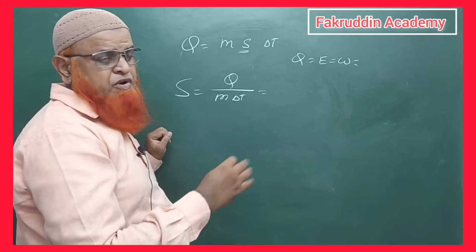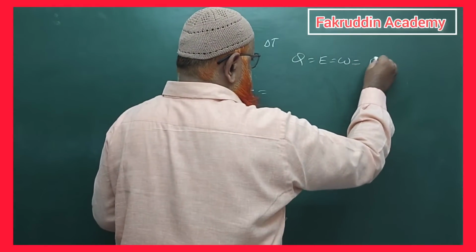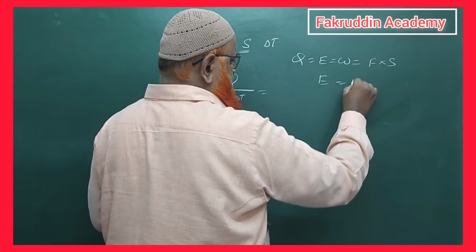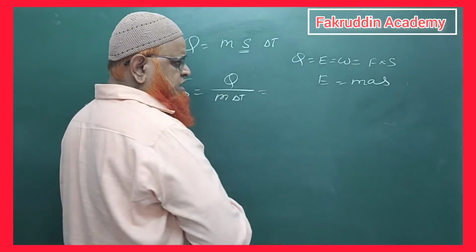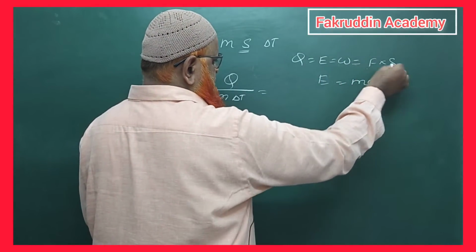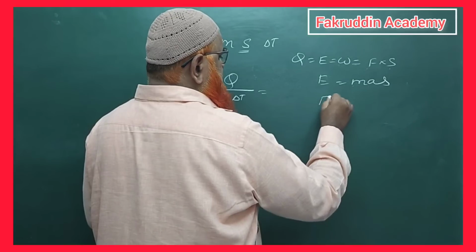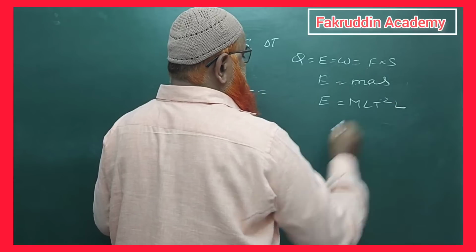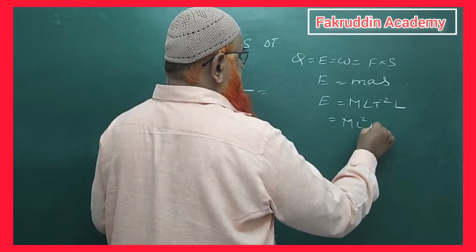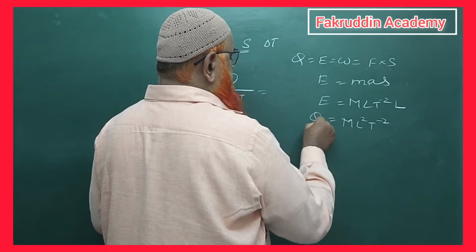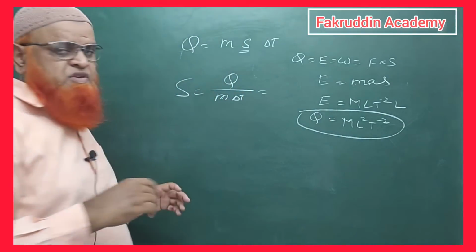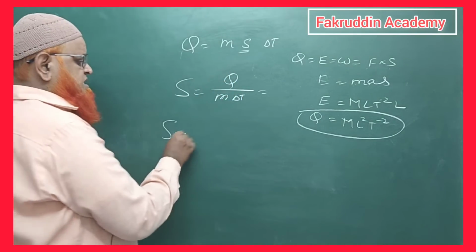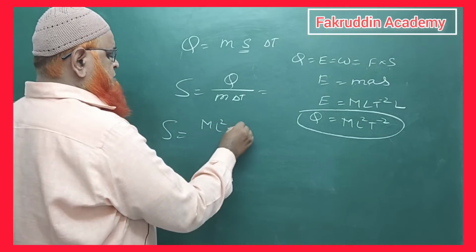Work and energy are both the same here, and I am going to write the work as force into displacement. Therefore energy is equal to force, which is taken as mass into acceleration, into displacement. You will write this as mass is capital M, acceleration is LT power minus 2, displacement is L. Therefore the energy formula is M L square T power minus 2, and the quantity of heat and energy are both the same. So now I have the dimensional formula for energy in the numerator, that is M L square T power minus 2.